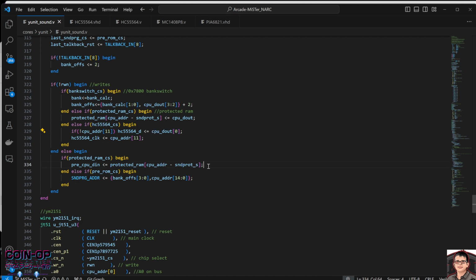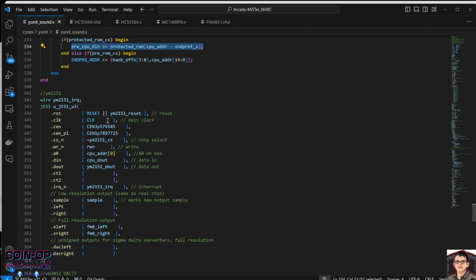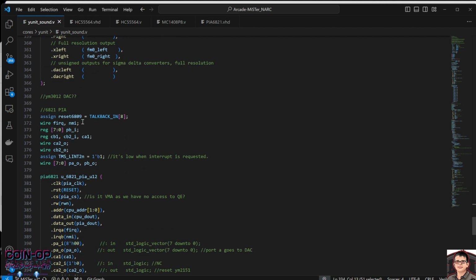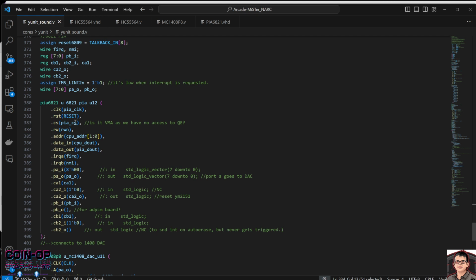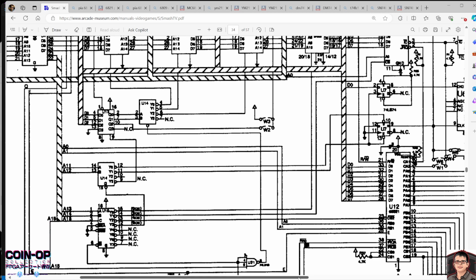Okay, and now here's your protected RAM. Just making life easier for myself and putting a reg for that. And then here is the 2151 that I set up here. It's pretty run of the mill, and it's wired up exactly as you see there. And then here's the PIA implementation, or the wiring. This wiring is pretty much exactly as you might see here.